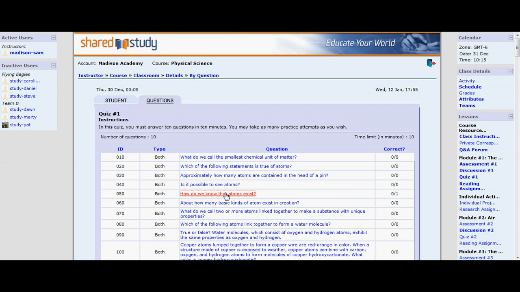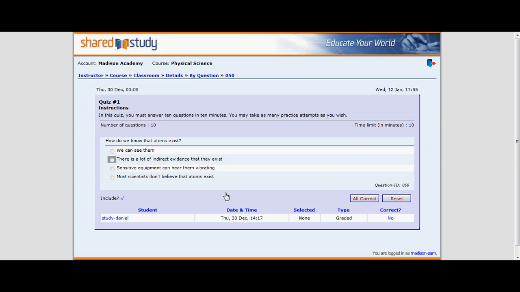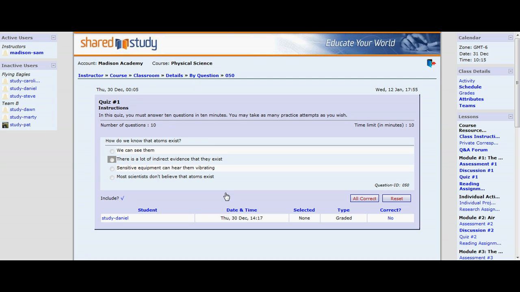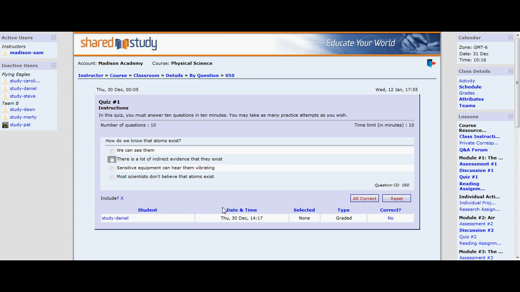The instructor can look at the question, and let's say that as a result of looking, the instructor agrees that it's a confusing question, and it should be removed from the test bank. This can be done very easily by clicking on the check mark next to Include. More than that, the instructor can actually mark all answers to this question as correct.